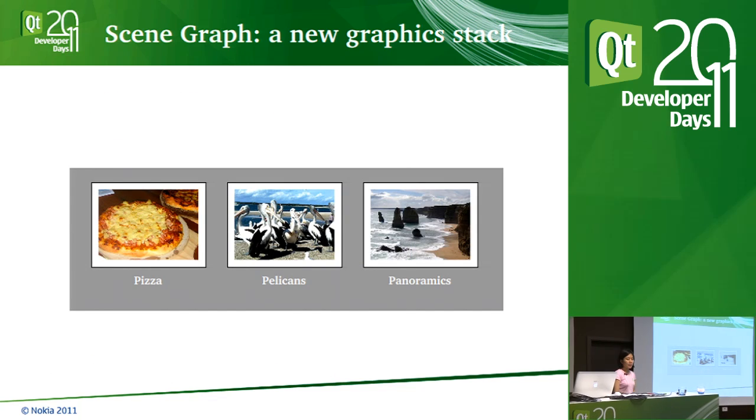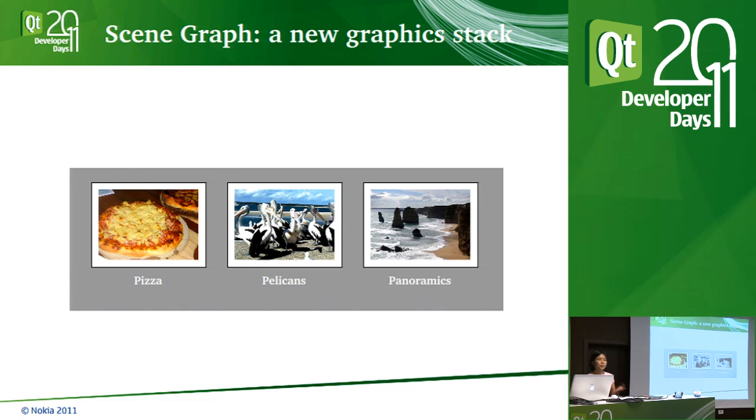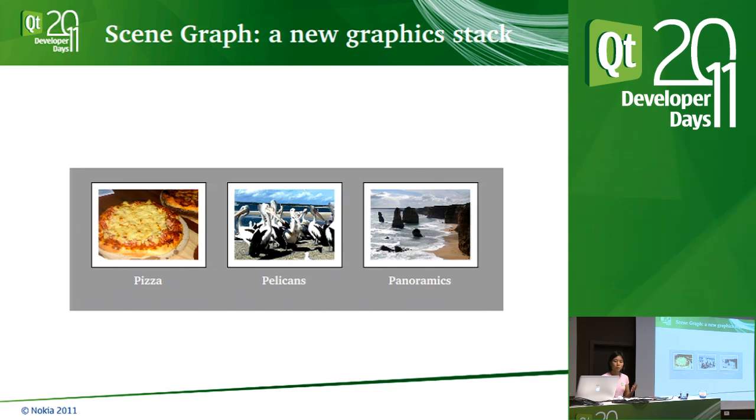So in QtQuick 1, the rendering engine that we used was the same one used to render your QWidgets, your graphics view items. And it was designed to render items hierarchically. So say you've got a really simple app like this. It's a grid of images. Each image has a white rectangle behind it to form the border, and they've got some text as well.